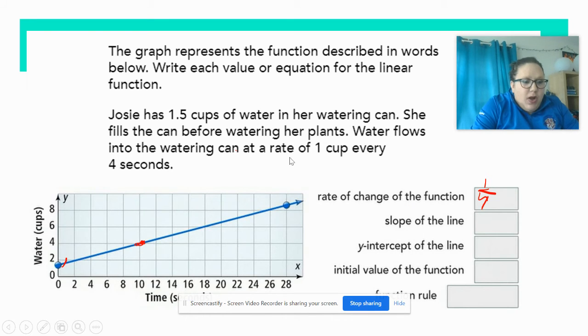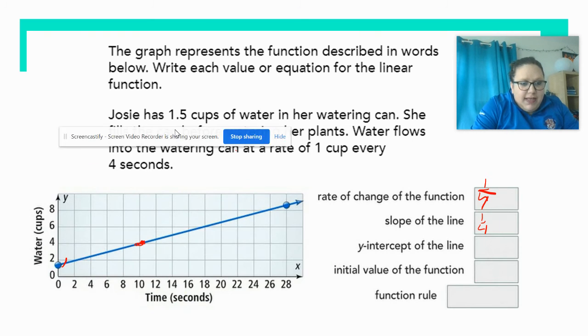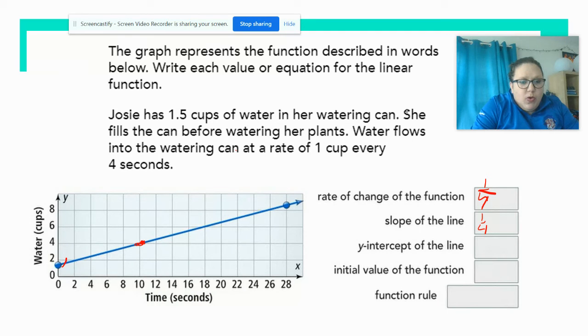Again, our change in y would go up 1 cup, and our change in x would be 4 seconds. So the slope of the line is 1/4, because rate of change and slope are the same thing. The y-intercept and the initial value, again, are the same thing, and it says up here we're starting with 1.5 cups. That's what was already in the can, and that's the same as our y-intercept.